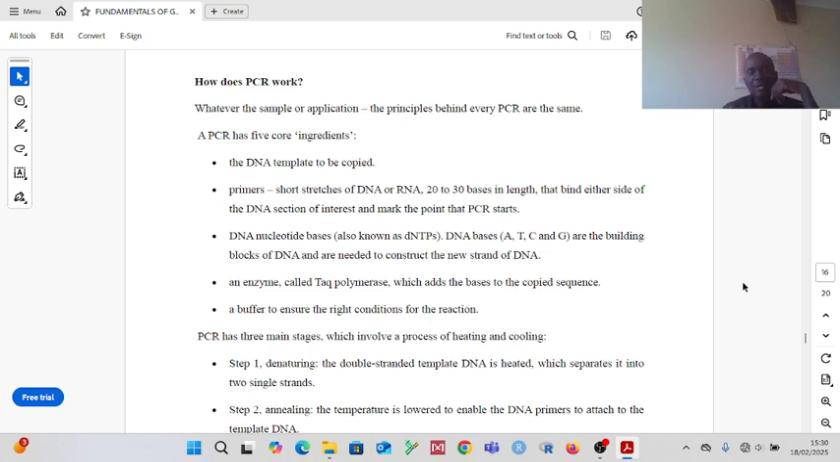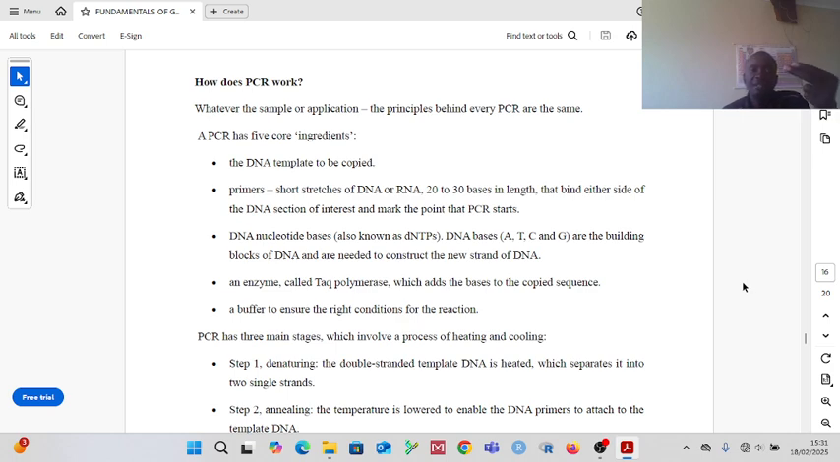The 5 requirements: you need the DNA template that you want to copy. Then 2, you now need short stretches of either DNA or RNA, what we call the primers. In vivo, we did not need the primers, but we needed the primase to create the primers. But now in vitro, we put the primers ourselves. So the first requirement was the DNA template that you want to copy.